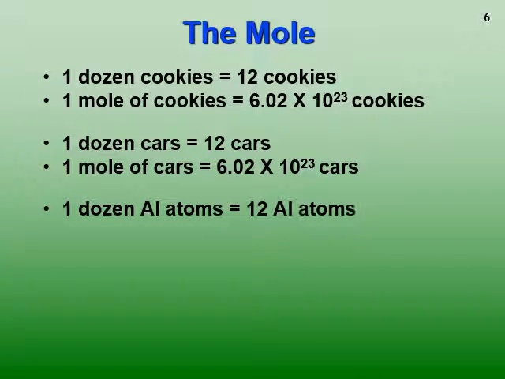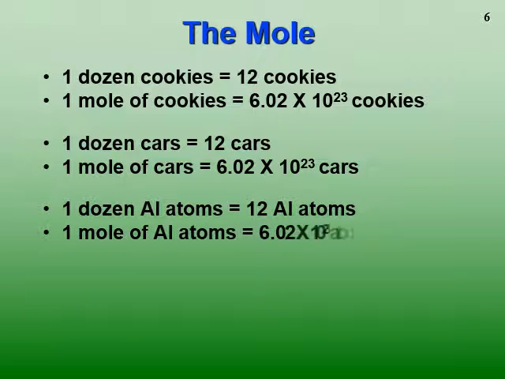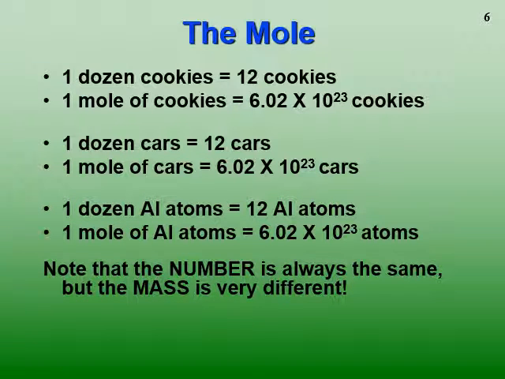And 1 dozen aluminium atoms is 12 aluminium atoms. However, when we're dealing with atoms, we're dealing with larger numbers, so we use the mole. 1 mole of aluminium atoms is 6.02 times 10 to the 23 atoms. Note that the number is always the same, but the mass is very different. If I had a dozen cookies, it would weigh about 120 grams. However, a dozen aluminium atoms, because atoms are so small, would weigh pretty much nothing.